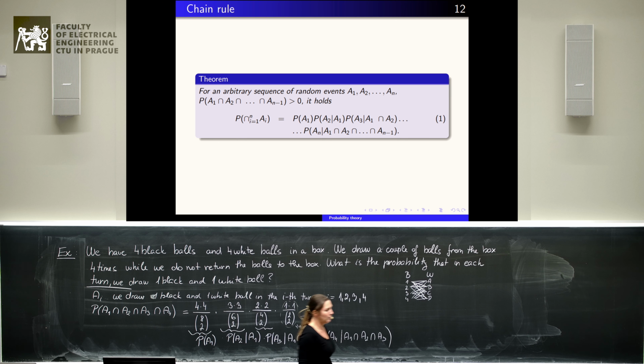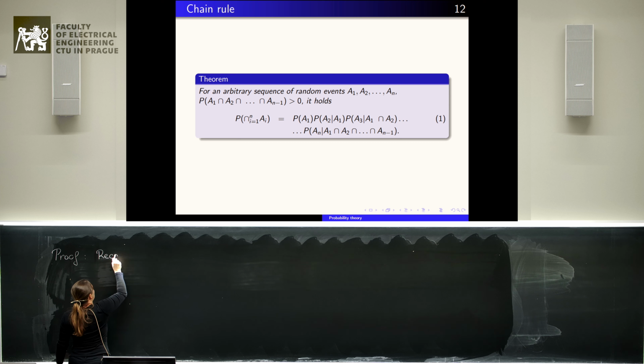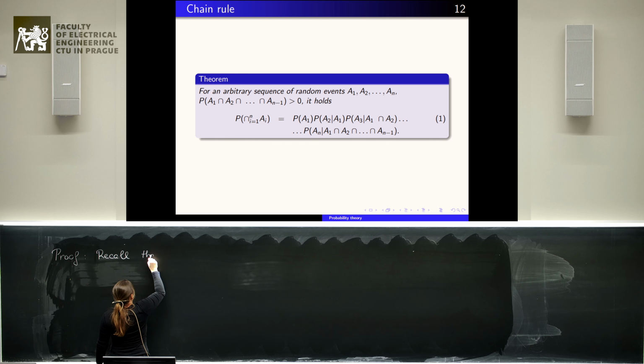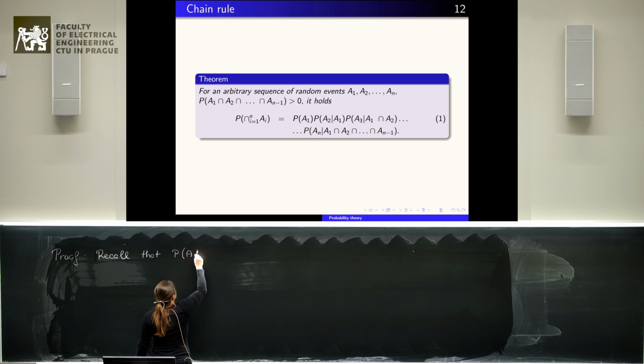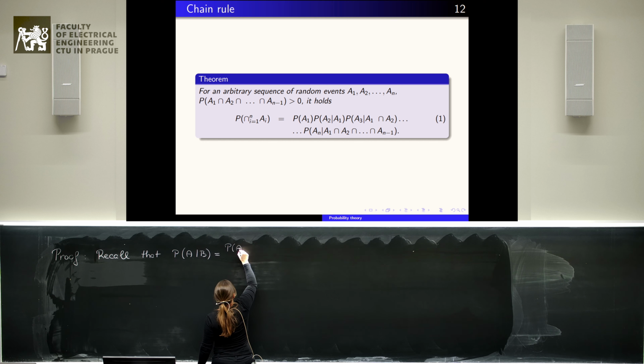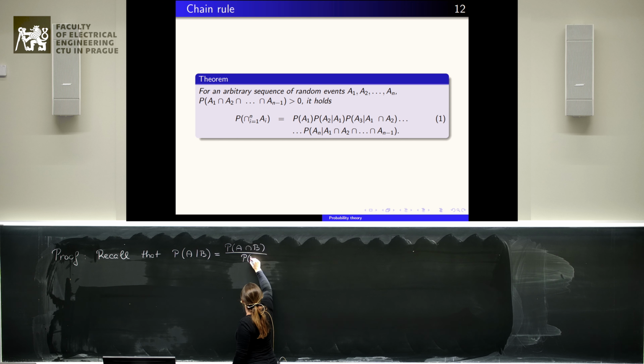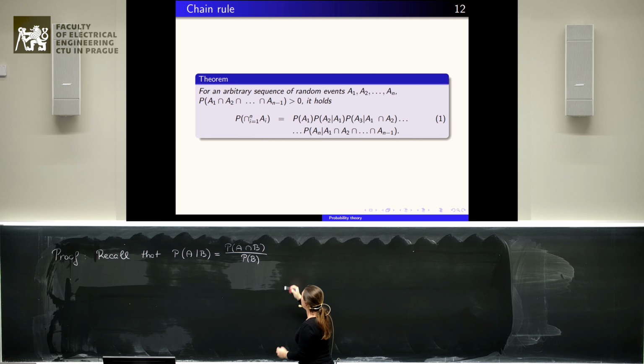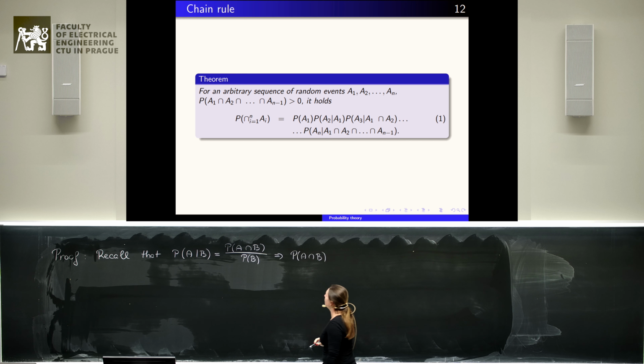What about the proof? The proof is quite easy when you know the definition of conditional probability. I will show you. I recall the definition of the conditional probability, which is given by the ratio of the probability of the intersection over the probability of the condition. And we will use this relation in the proof in this form.